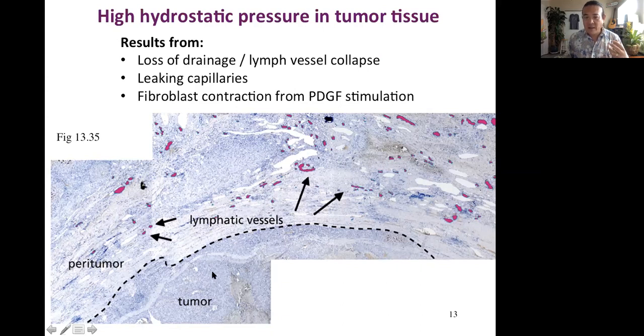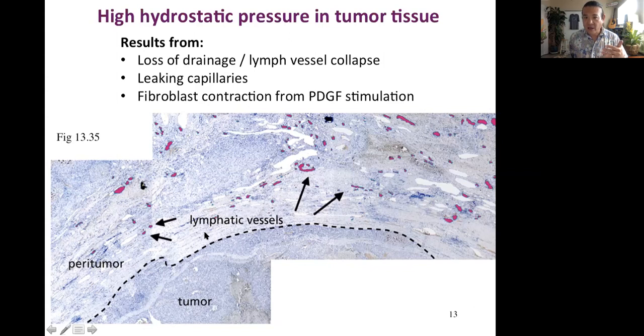A lot of that has to do with tumors because of the leakiness of all the capillaries in them. They have very high hydrostatic pressure. In other words, the water pressure inside the tumor is greater than the water pressure in surrounding tissues. And that means that there is a lot of pressure being exerted on the surrounding stroma.